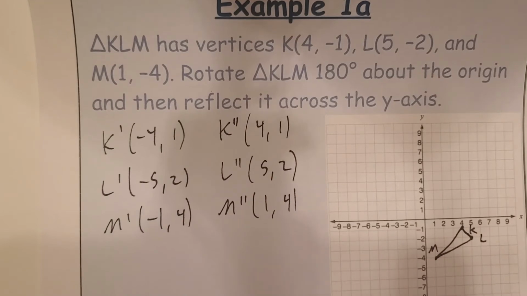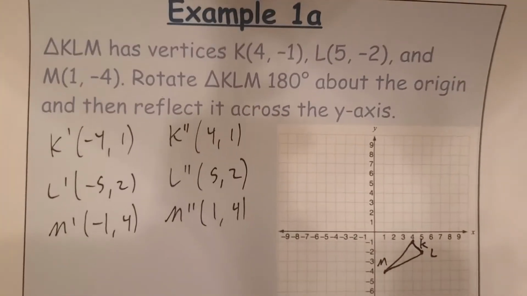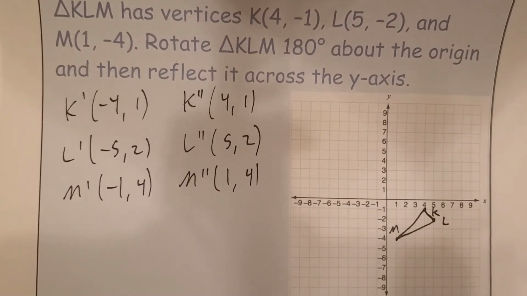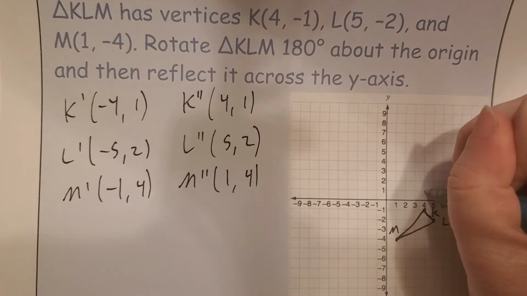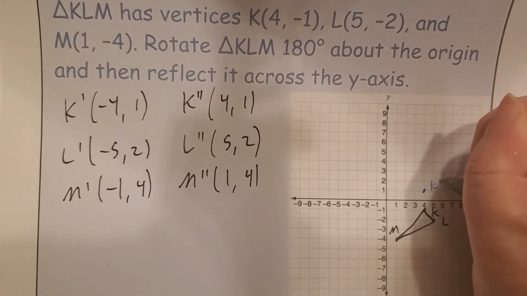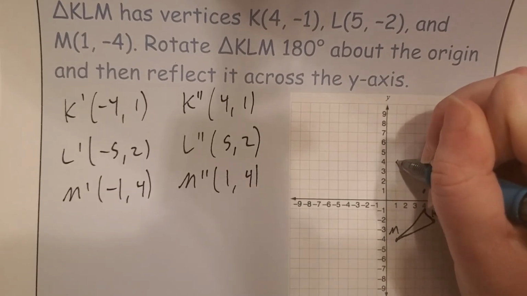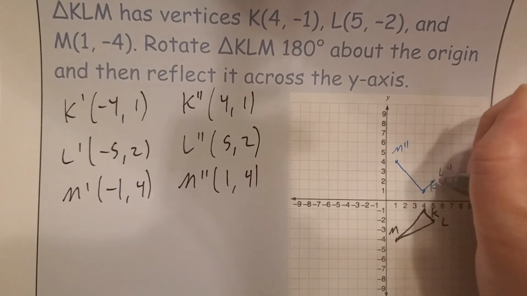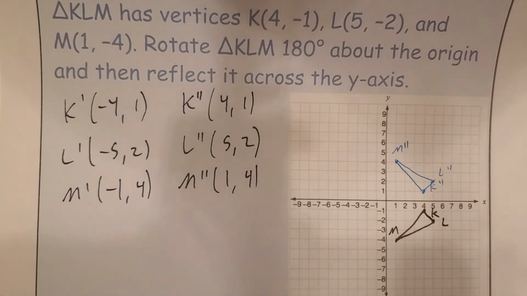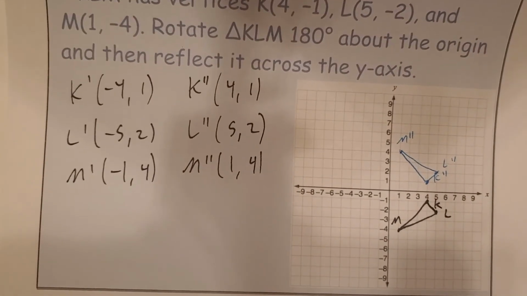Okay, it's double prime, not prime prime. I don't know if I said that already. And so the double prime points are going in blue. Again, please mark your points with the prime or the double prime or whatever you're doing. And there you go. All right.